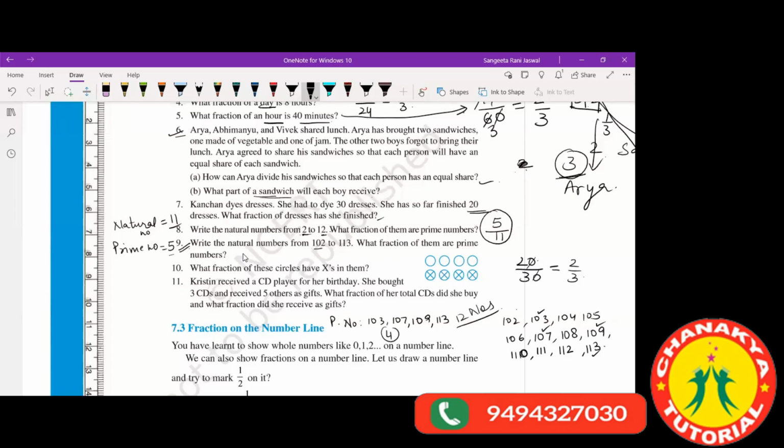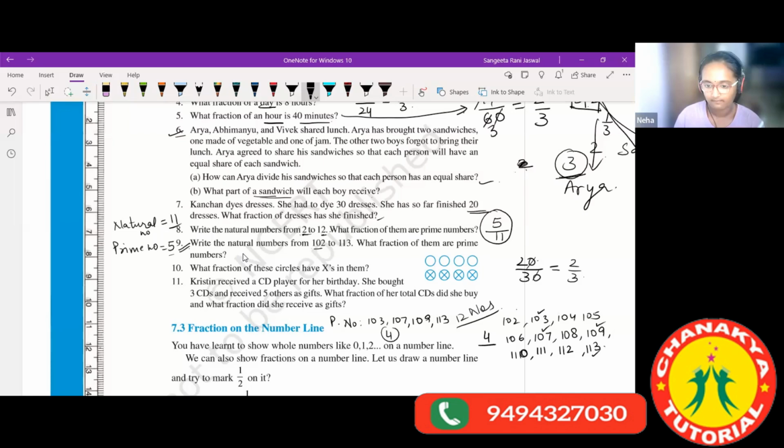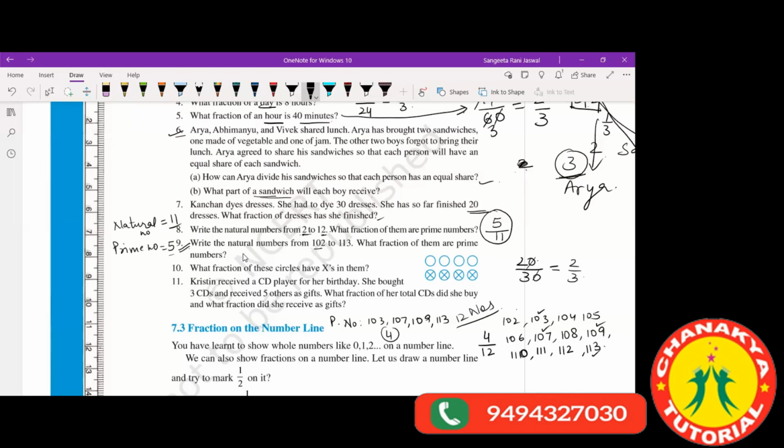Now it's asking what fraction of them are prime. So what fraction is that? That is 4 by 12, out of 12 numbers. And when you reduce it to simple form, 4 ones are 4, 4 threes are 12. So the fraction here is 1 by 3.